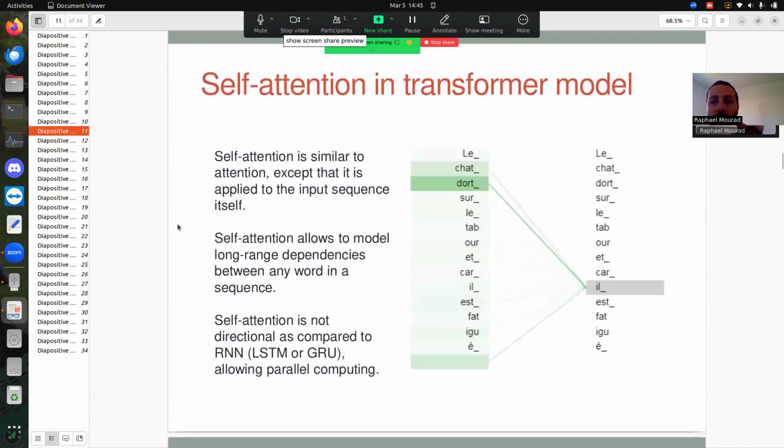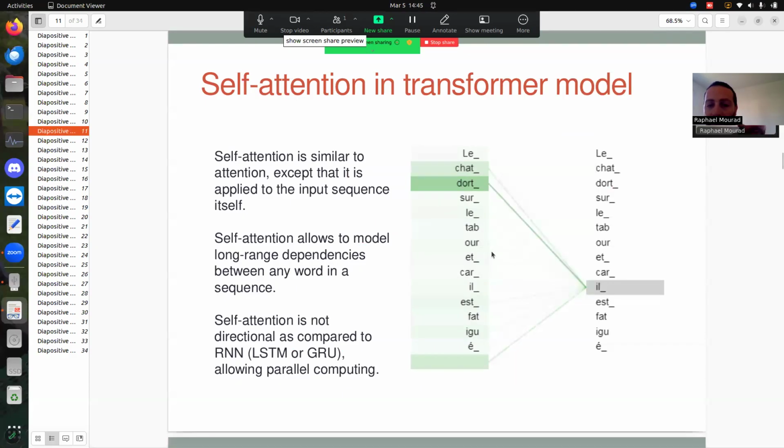And then you can think about self-attention, which is if you want, for instance, to predict a word in the sentence given other words in the sentence. So this is the same idea. So for instance, imagine that you want to say le chat dort sur le tabouret, which means the cat is sleeping on the stool.